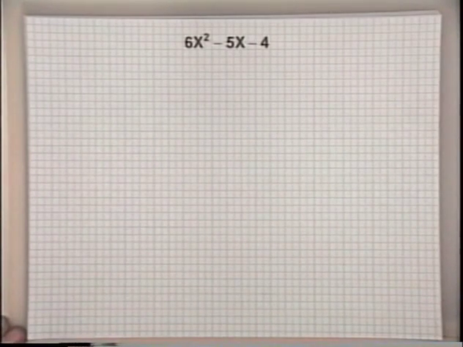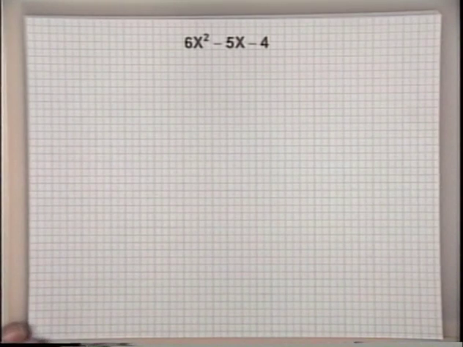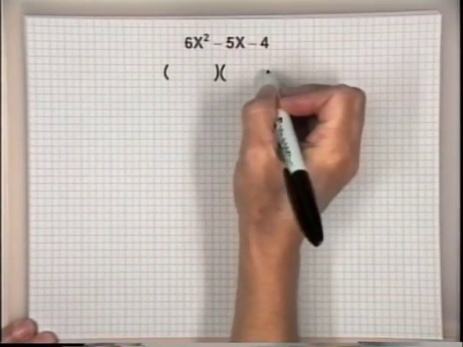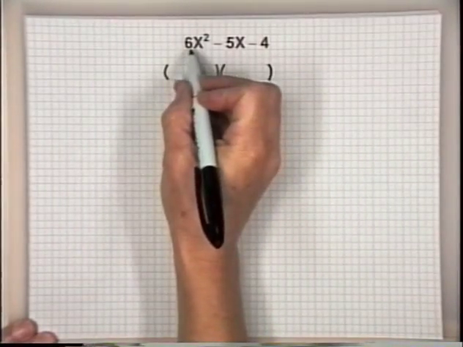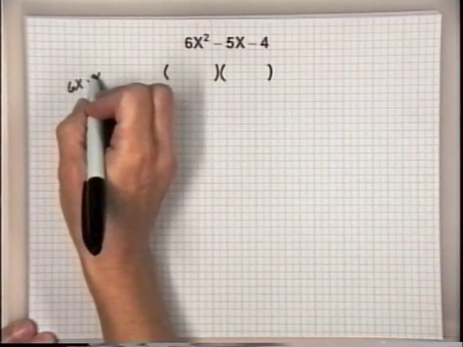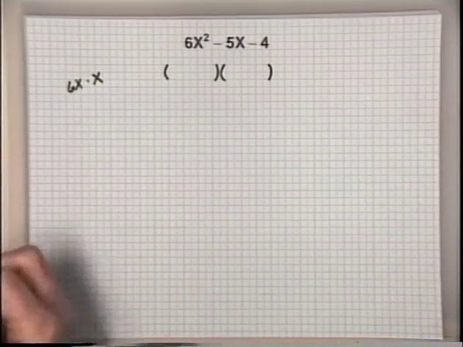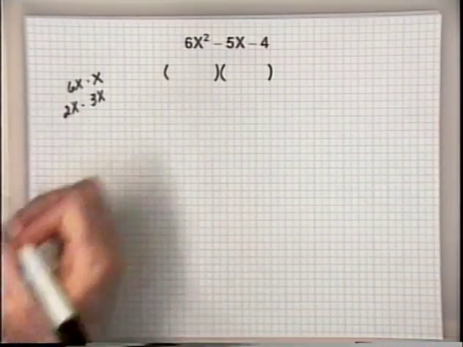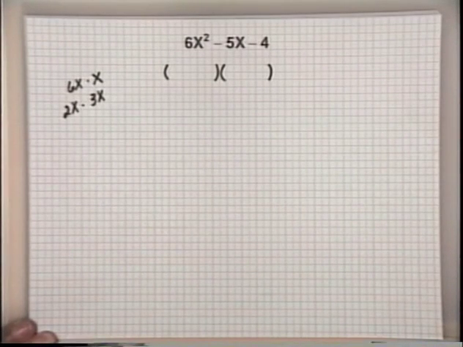6x squared minus 5x minus 4. Again, I do not see a common factor in this problem. This time, I notice, however, that there are 2 choices of factors for my first term. I could have 6x times 1x for 6x squared, or I could have 2x times 3x. Now, we just have to decide which of these we would like to try first.